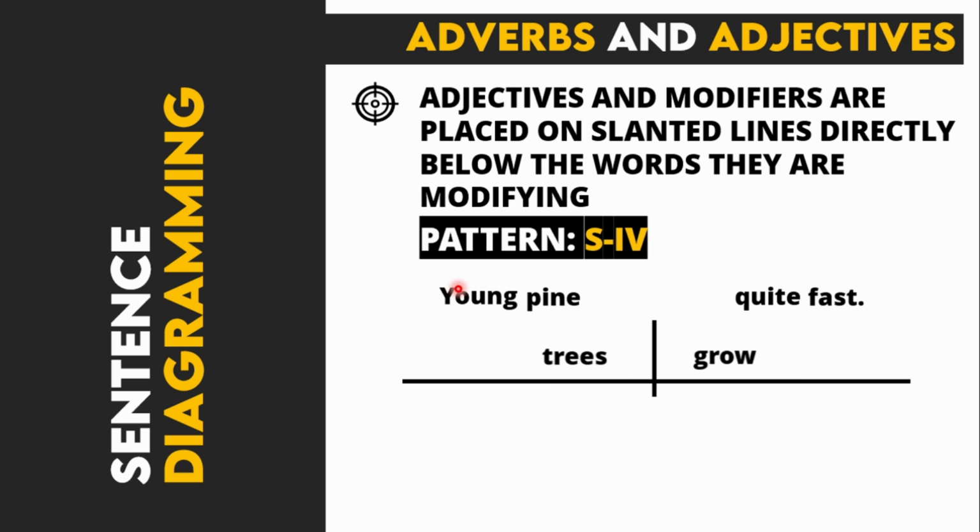So now, where would the words young, fine, quite, fast go? Of course, they would be put at the bottom part of the horizontal line. So which of the following words describe the trees? Of course, it's going to be young and fine. Okay, so young will be placed under the word trees as it describes the age of the trees, and fine would be put below the word trees once again because it describes what type of tree the tree is. And of course, fast and quiet will be put under grow.